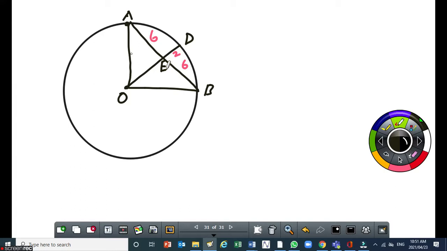Okay. Furthermore, we are told that if the radius of the circle is x centimeters, calculate the numerical value of x. So if the radius is x, what would be the value? It means the length of the radius. Remember, OA is the radius and OB is the radius. And also, AO is a radius. Furthermore, OD is a radius, but ED is equal to 2, which means OE is going to be equal to x minus 2.